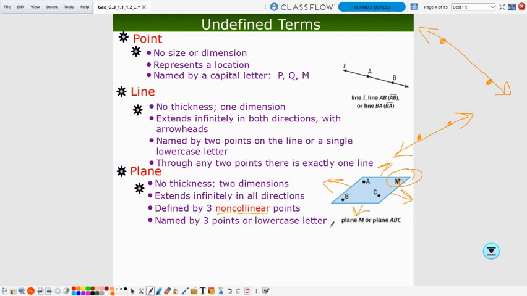If we have 3 points that do form a straight line, then this is going to be a line. It's not going to be a plane. We need 3 points that do not form a straight line. Then we can say they all lie on the plane.